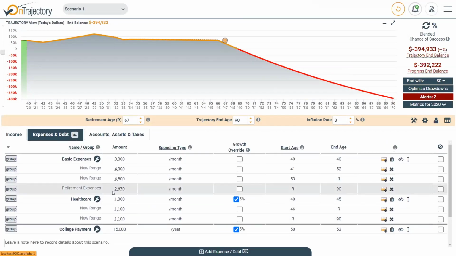We automatically do retirement expenses less. But some people don't want to spend less than retirement. They want to spend more in retirement. Just consider that as well.